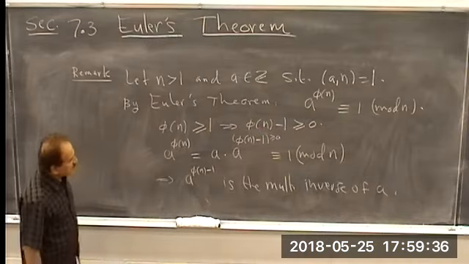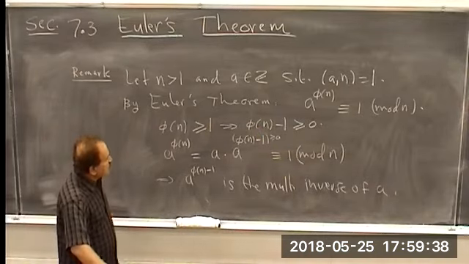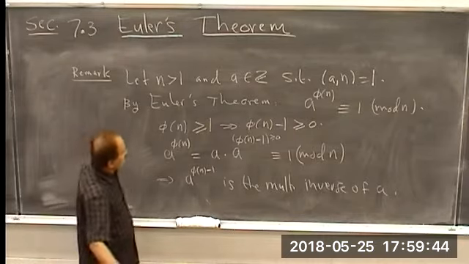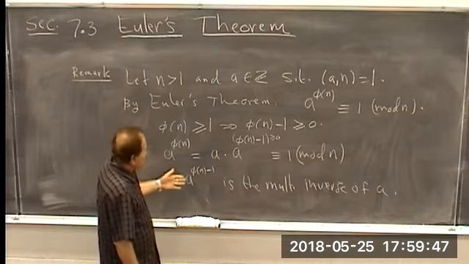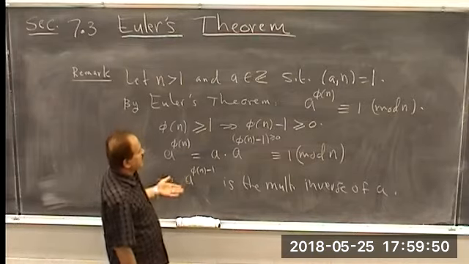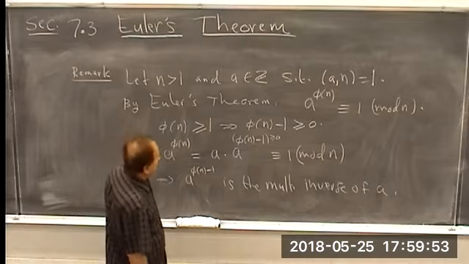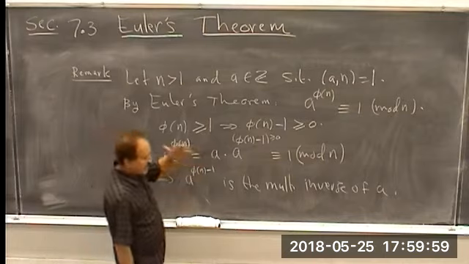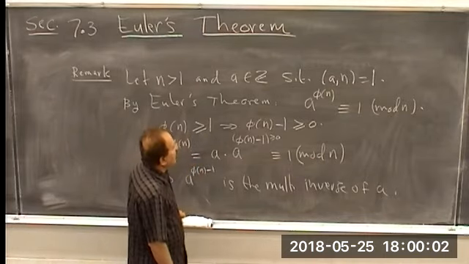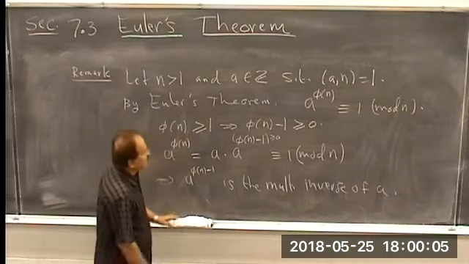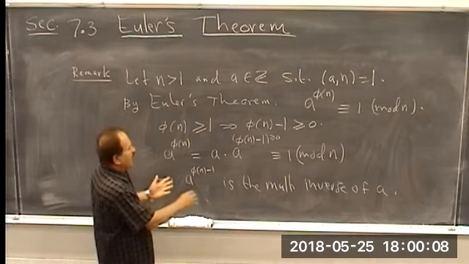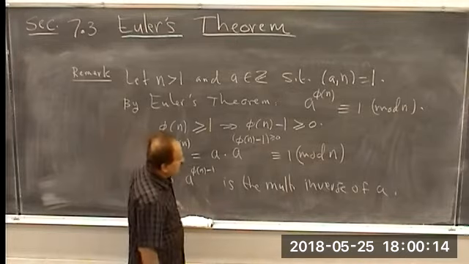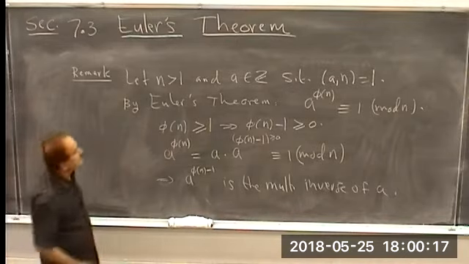In fact, remember that we said that phi of n is always even as long as n is bigger than 2. So for 1, the multiplicative inverse is itself, and for 2, the multiplicative inverse mod 2 depends on what it is, but it's going to be 1. All right, so this is it. So let's look at an example.